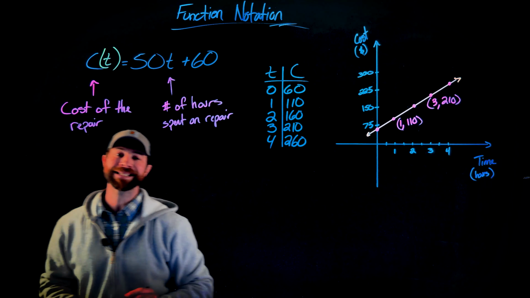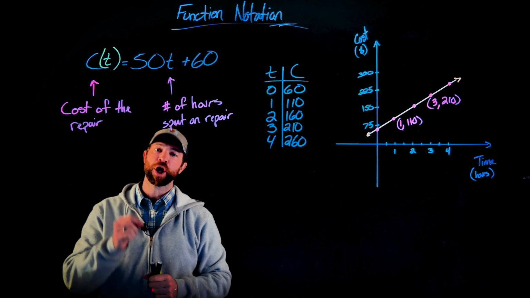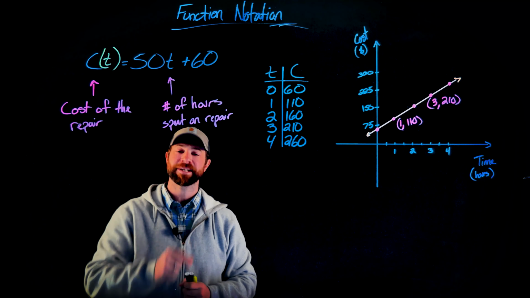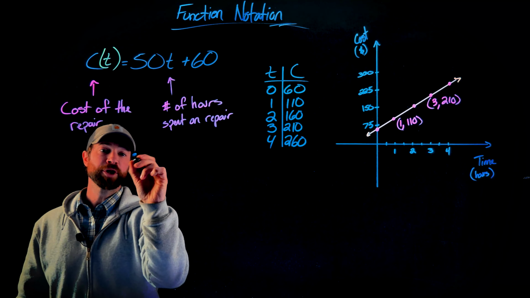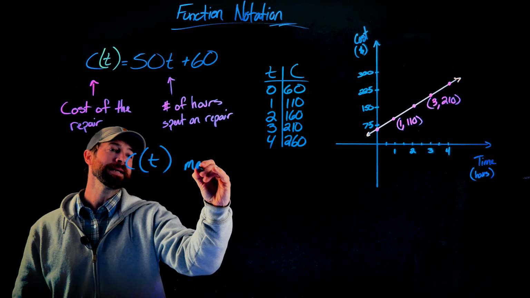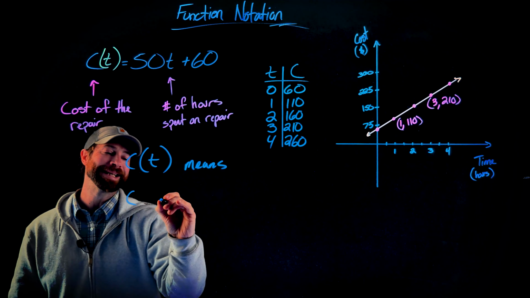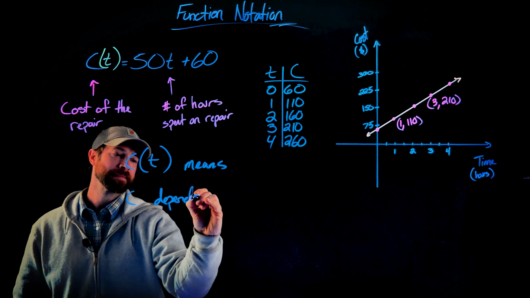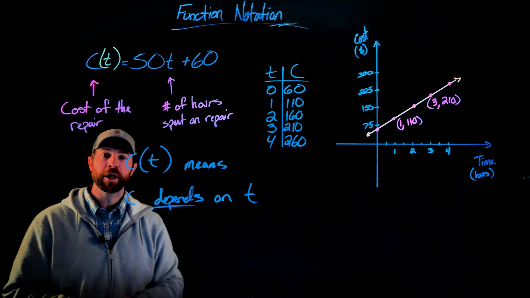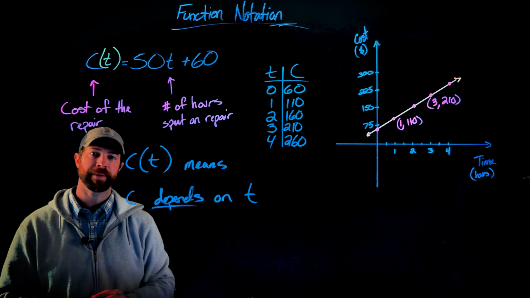So we're going to put a parentheses t after c. What that represents is that the cost of the repair depends on the amount of time taken on the repair. Importantly, this notation, c of t, does not mean c times t. What this means, it's telling you that the variable c, or the value of c, depends on the value of t. Or in our context, the cost of the repair depends on the amount of time on the repair.